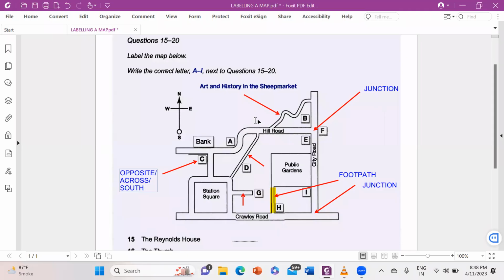Now this zigzag road in English is known as a winding road. Now this road before G is known as a short road. You can say short road or dead end. Okay. So let me just write over here. Short or dead end road. Okay. Short road or dead end road.